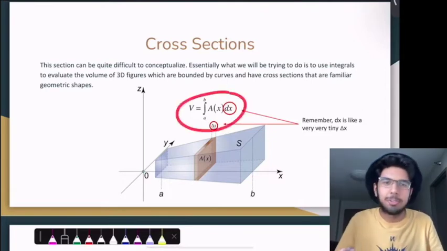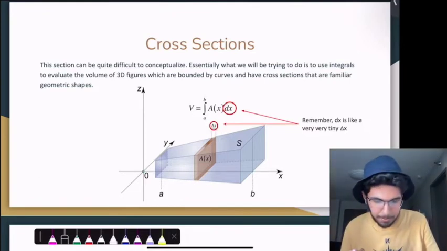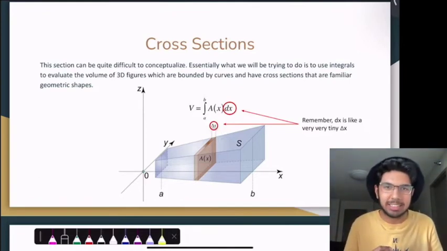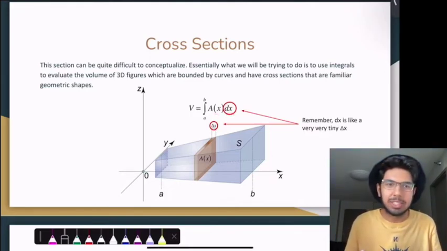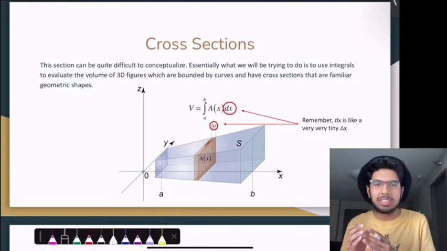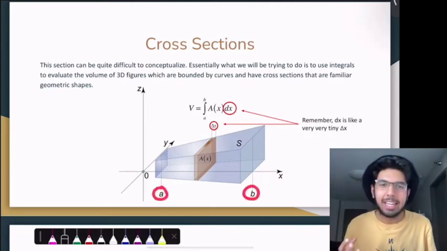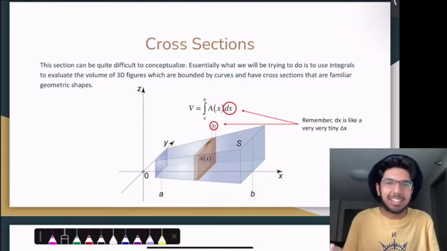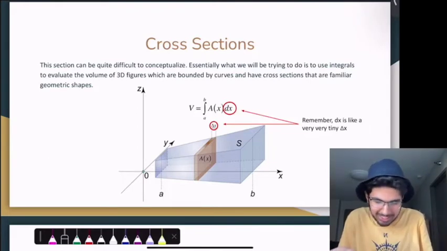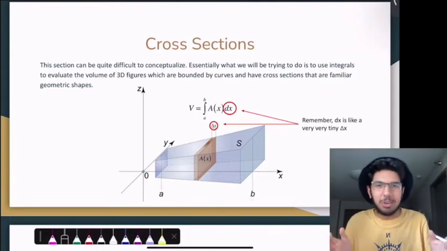This is the general form of the equation that we'll be using: the integral from a to b of A of x dx. You'll notice that x is the variable within this formula, so we're going to be looking at how things change along the x-axis. In the figure below, we have a and b as the bounds of our 3D figure, where it's chopped off. So intuitively, if we were to take a definite integral, it makes sense to start at a and go to b, because those are where it's bounded.